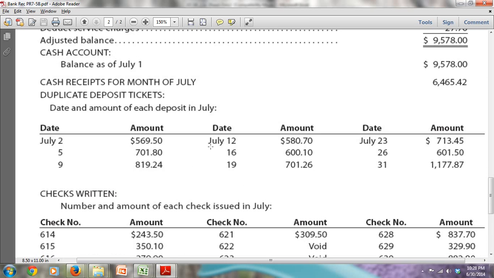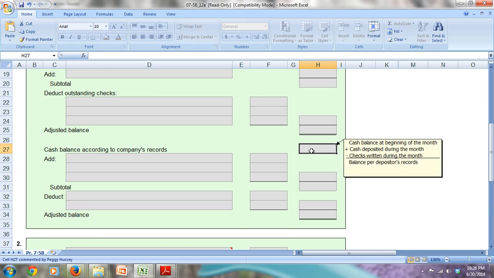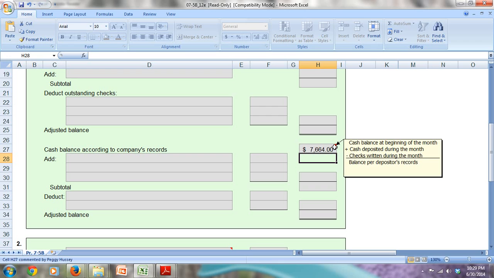Alright, lovely. So we go back to the reconciliation. We open a formula with a plus or an equal sign, put in the beginning cash balance of 9,578, add the deposit amount of 6,465.42, and then subtract the checks written, 8379.42. Enter, and that's the cash balance per the company records.